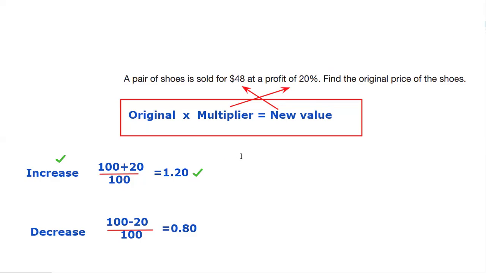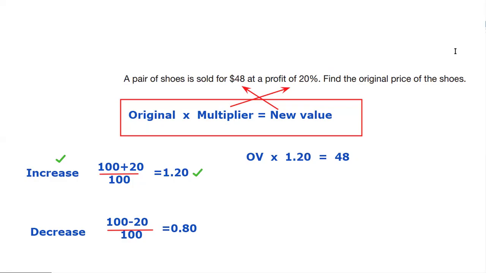Let's write it over here. So we're trying to find the original. Let's call it original value times the multiplier, which is 1.20, will give me the new value, which is 48. As we said, the original value, we don't know it. We're trying to find it. And then the multiplier, I already found it. When you multiply it by the original, it will give you the new value, which is 48.